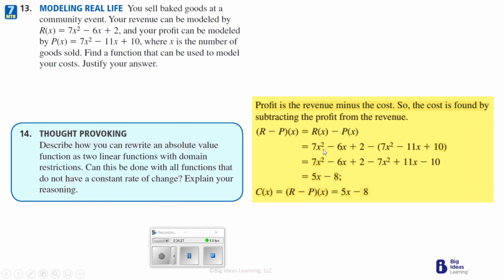So that means we started with 7x squared minus 6x plus 2. We're subtracting 7x squared minus 11x plus 10. That means all these signs will become the opposite. It'll now be negative 7x squared, a positive 11x, and a negative 10. When we combine these, 7x squared minus 7x squared is 0. Negative 6x plus 11x is 5x. And negative 10 plus 2 is negative 8. And that's why they got 5x minus 8.